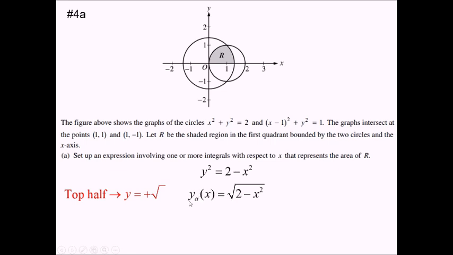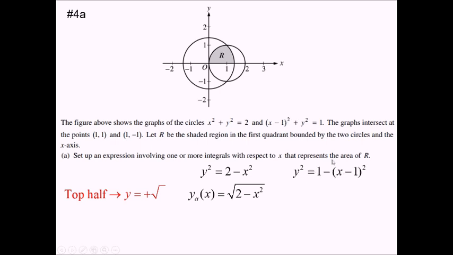And I'm going to call that y sub a of x. So again, that's the semicircle, the top half of the big circle here. Now I need to also talk about the top half of this smaller shifted circle. So I'm going to rearrange this equation here. I'll subtract x minus 1 squared from both sides.